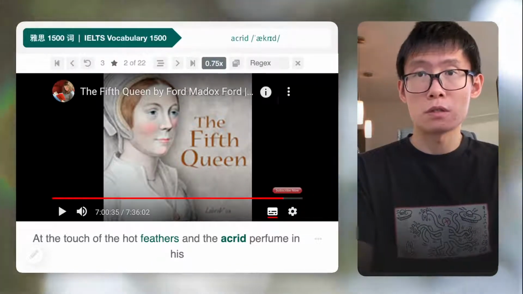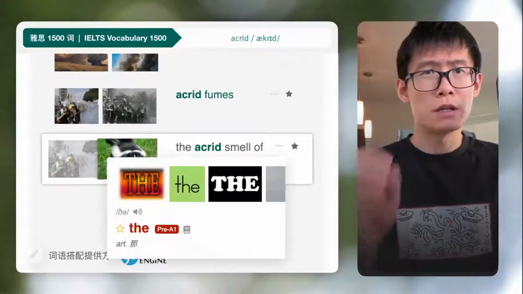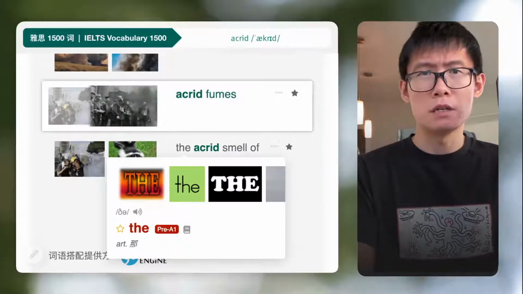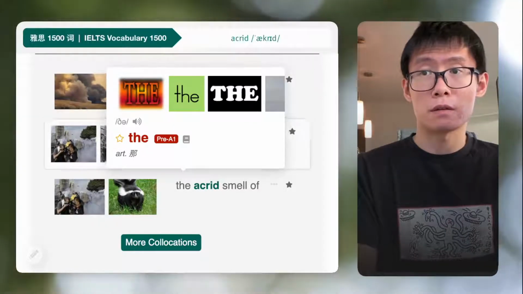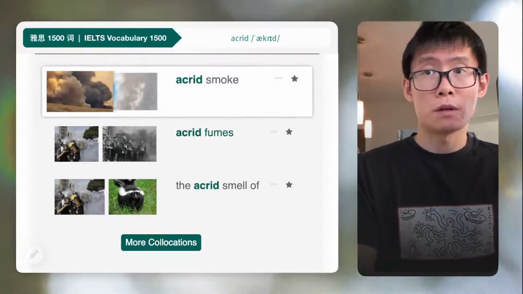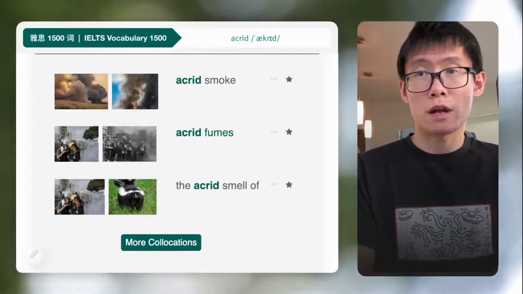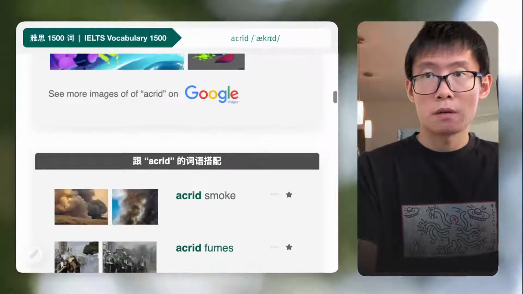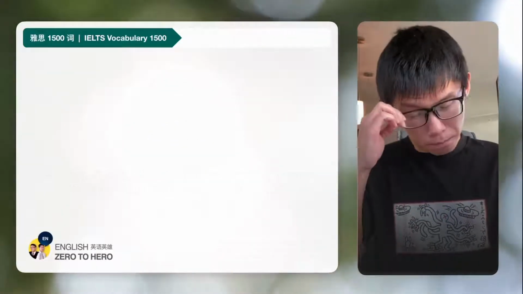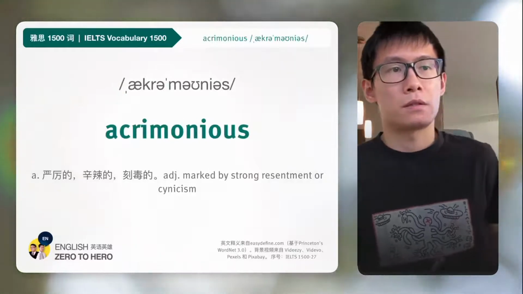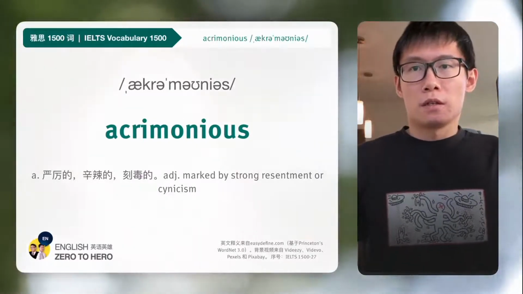这个就是辛酸的那种味道啊，这叫 acrid。像臭鼬啊，喷了以后那个味道啊，像那个烟啊，爆炸了以后那个烟的味道啊，like that, like the perfume or the fumes after an explosion. This is called acrid. All right, this is difficult.